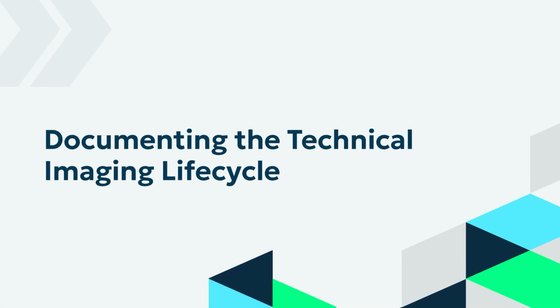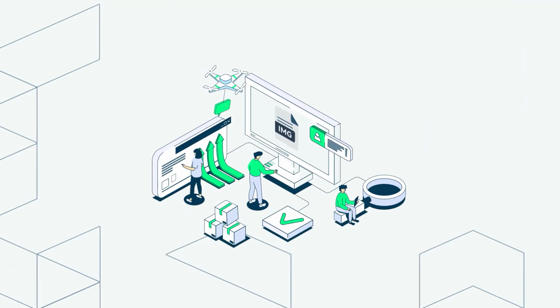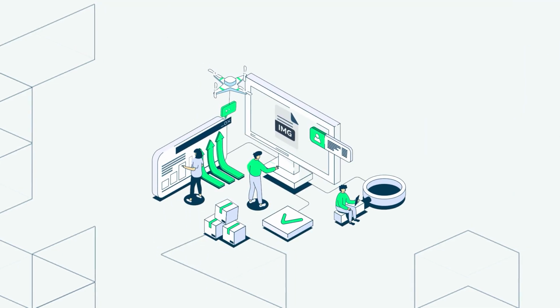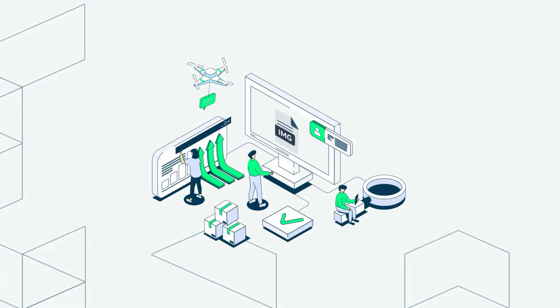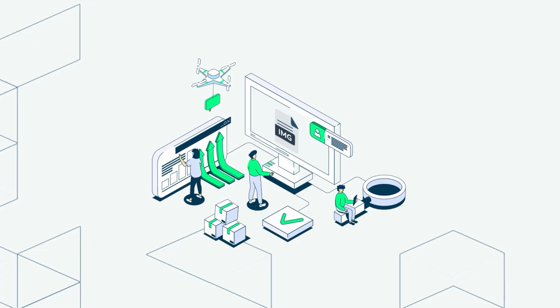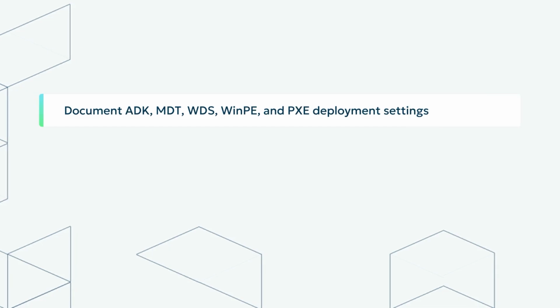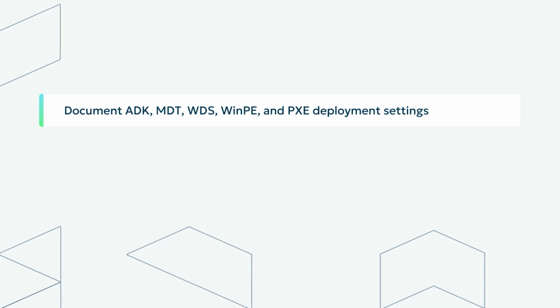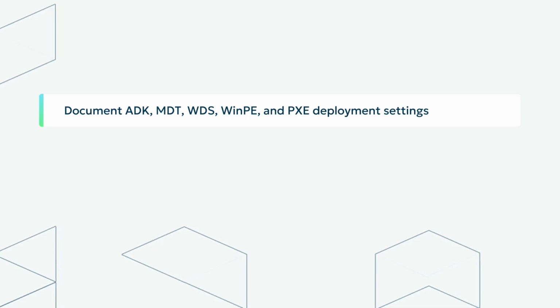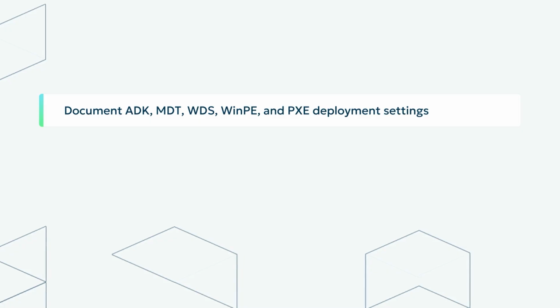Documenting the technical imaging lifecycle. To build a scalable process, break your Windows imaging documentation into modular, manageable sections that can be updated independently as your workflow evolves. First, document your environment setup using tools like Windows ADK, MDT, WDS, and WinPE, including deployment server configuration and PXE boot settings.